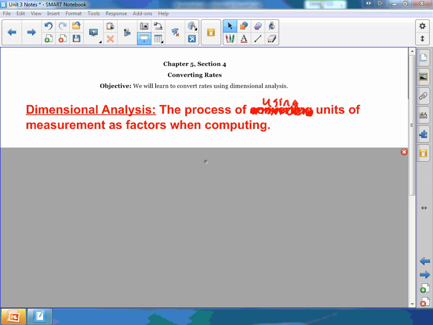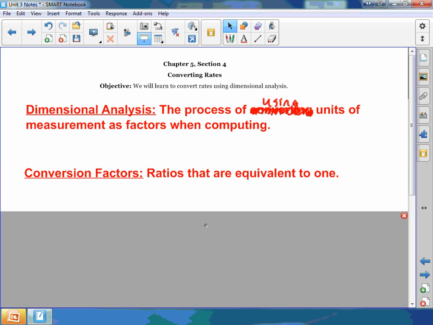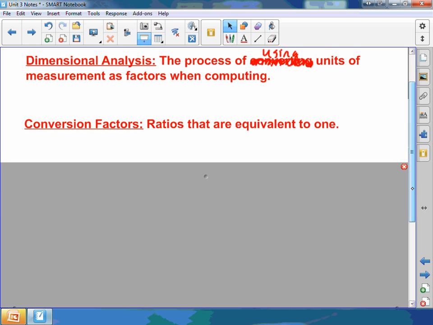Clarify what this means. Like, oh, well, yeah, I get it now. We're going to have to see some examples of this. In order to do dimensional analysis, we need to know what these conversion factors are. Conversion factors are simply just ratios that are equal to 1.